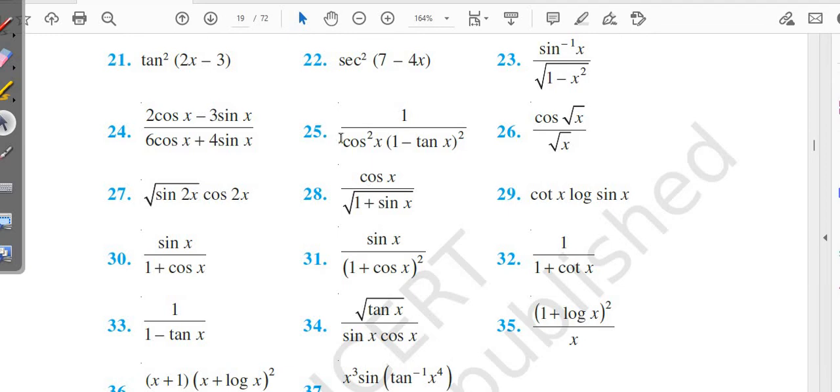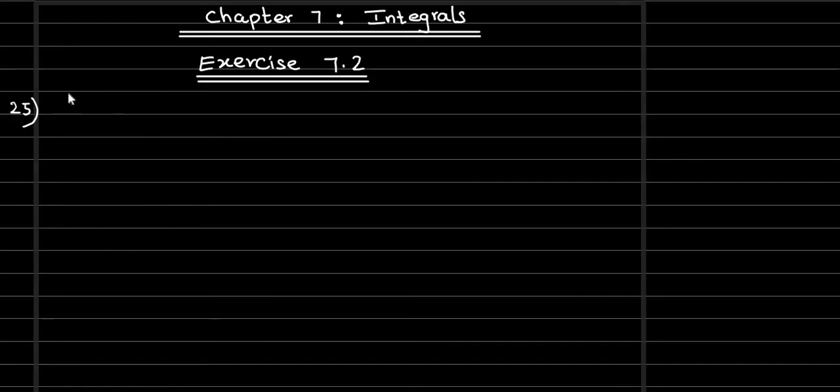In this video, we are going to see CBSE Maths Grade 12 Standard, Chapter 7 Integrals, Exercise 7.2. Already in the last videos, we have seen the solutions up to question number 24. So now we can move on to the 25th one. We'll have a look at what is the given function. For the 25th one, they're asking us to integrate 1 by cos square x into 1 minus tan x whole square.